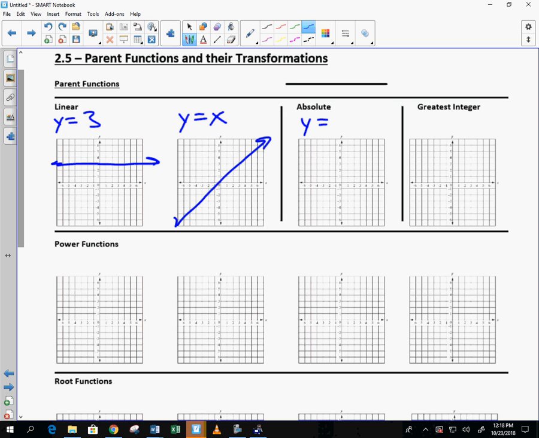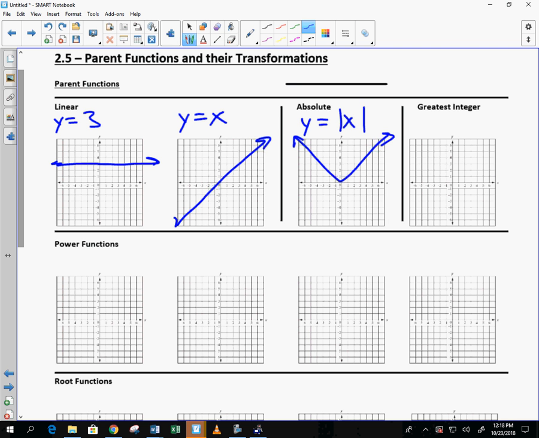y is equal to, let's do the absolute value of x. Oh, it's very similar to y equals x. It's just got this crazy absolute value sign on it. Well, if it's got absolute value, what does absolute value do? Makes it positive. So this portion that's negative will become positive. So therefore, it looks like this. It's not like these are just made up out of thin air. The fact is that these shapes represent the algebraic structure, and it does what we tell it to.